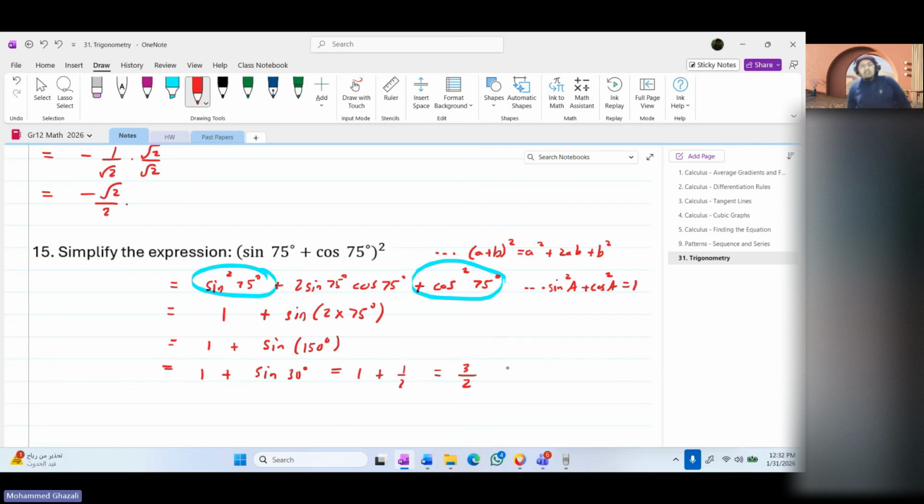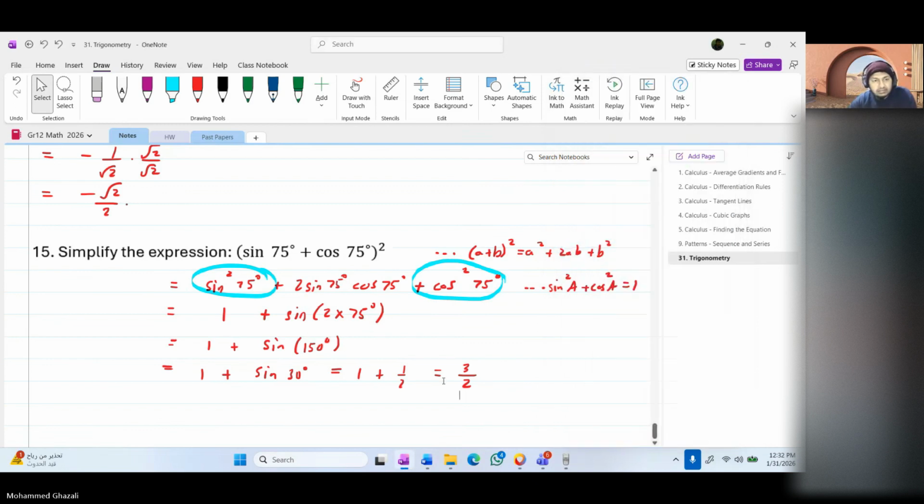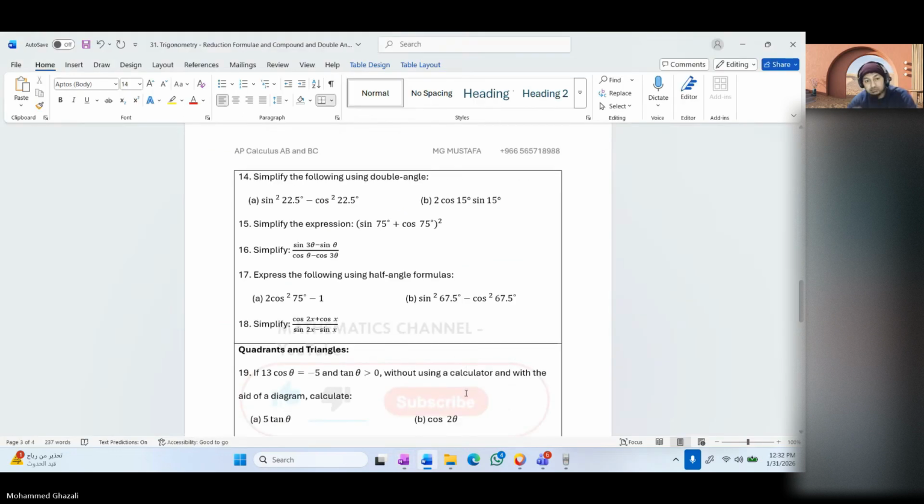Right, so just check if this answer is also true. We can check it with the calculator. Verify: open bracket, sine 75 plus cos 75, close another bracket, square the whole thing. Yeah, 3 over 2 is the right answer. Let's look at the next problem.